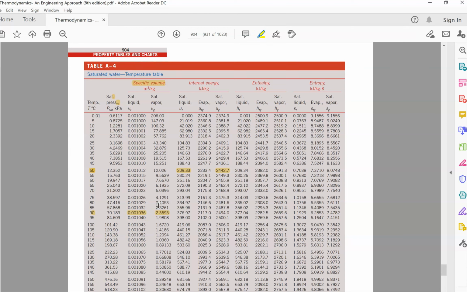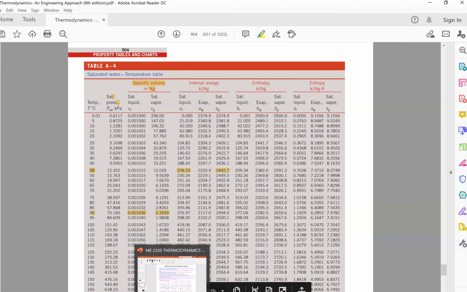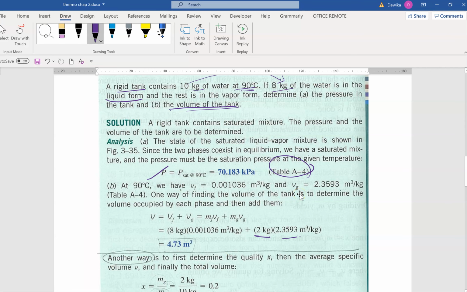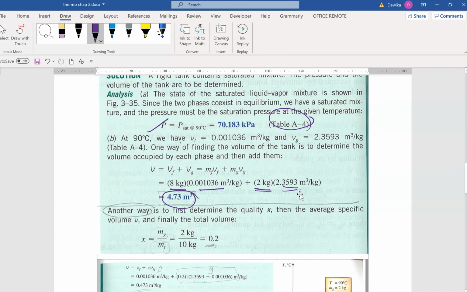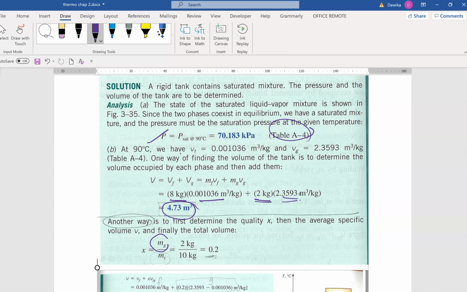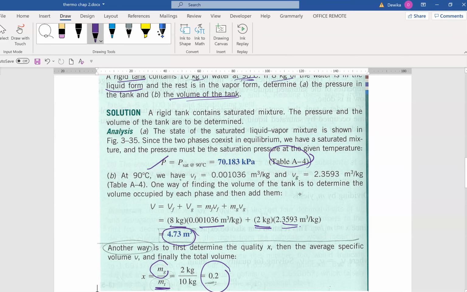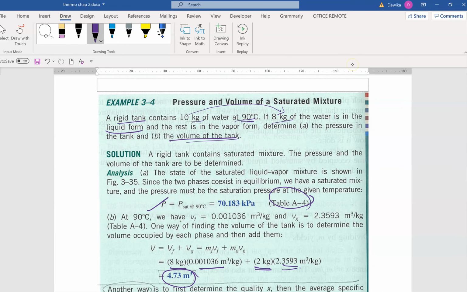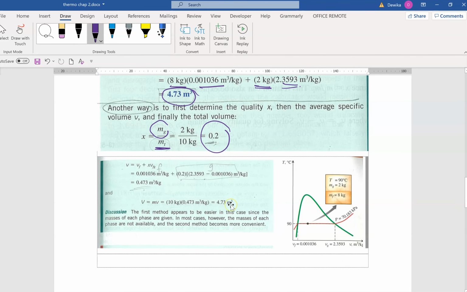Your VF is for liquid, 8 kilograms. You have to multiply. Remember, this is specific volume, so you need to multiply to convert it to the actual volume. Then you take your VG reading and multiply. So you get the volume as 4.73. And also you can determine the X value. X is the quality, so what is the gas divided by the total? Gas is 2 kilograms, so your X value is 0.2. So that's how you determine it. Did I answer all the questions? Yes, we have answered all the questions.